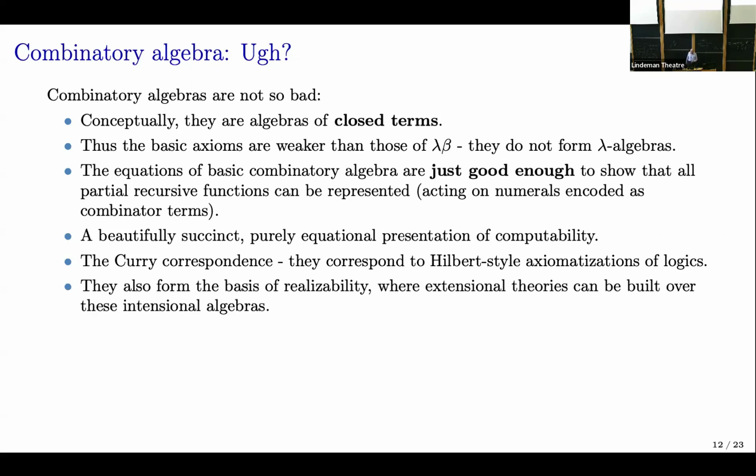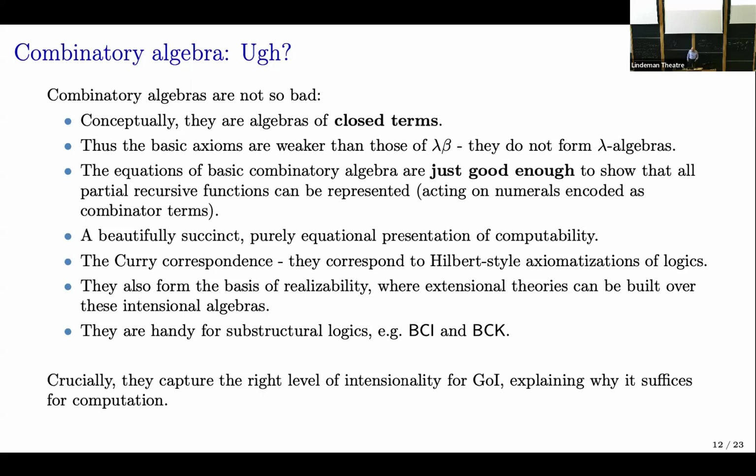And of course, combinatory algebras form the basis of realizability, which is exactly a machine for turning intensional models of computation, such as combinatory algebras, into extensional models, even toposes. And they're very handy for substructural logics. They correspond to Hilbert-style proof systems, and you can always drop a few axioms or vary the axioms a bit. So things like BCI and BCK algebras have been studied for a long time.